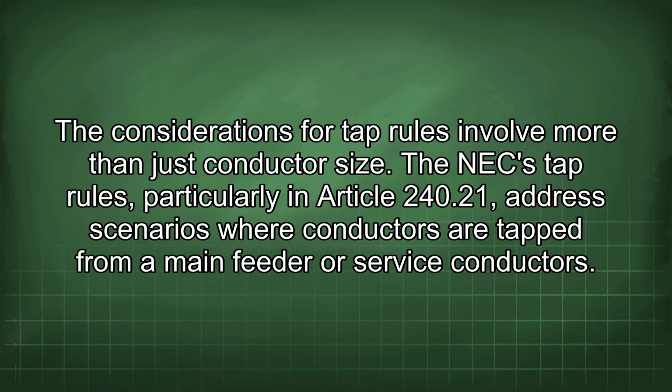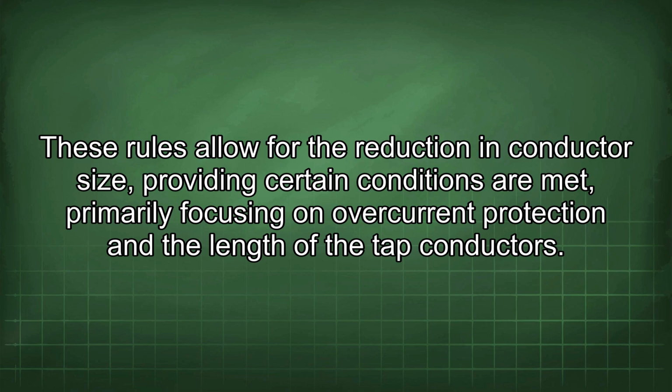The NEC tap rules, particularly in Article 240.21, address scenarios where conductors are tapped from a main feeder or service conductors. These rules allow for the reduction in conductor size, provided certain conditions are met, primarily focusing on overcurrent protection and the length of the tap conductors.